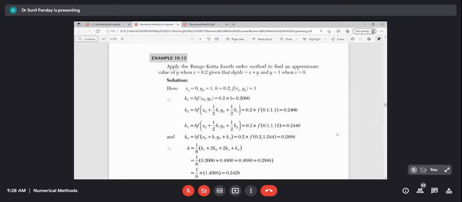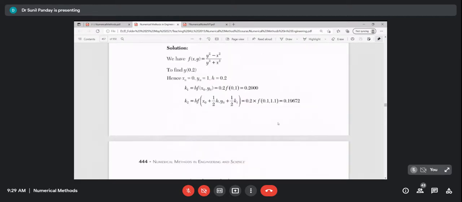So this is the way the question will be given: apply the Runge-Kutta method, fourth order, to find the approximate value of y when x equals 0.2, given that dy by dx equals this. We have already solved this one and this one also.